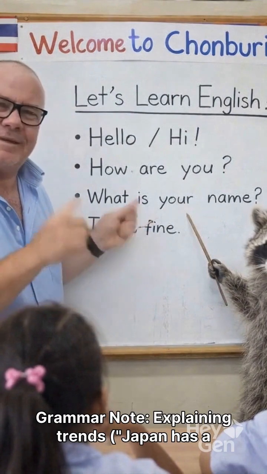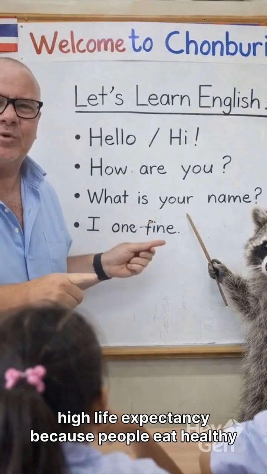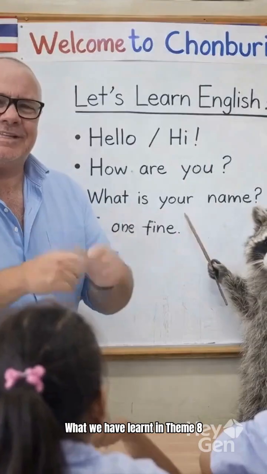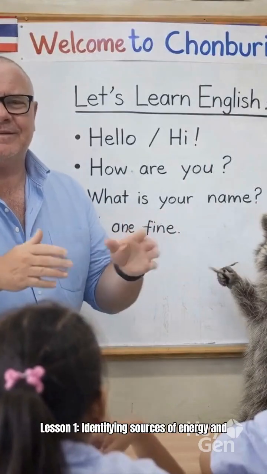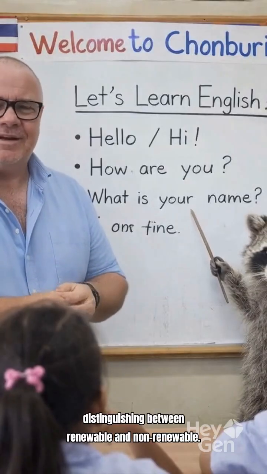Grammar note, explaining trends. Japan has a high life expectancy because people eat healthy food. What we have learned in Theme 8. Lesson 1. Identifying sources of energy and distinguishing between renewable and non-renewable.